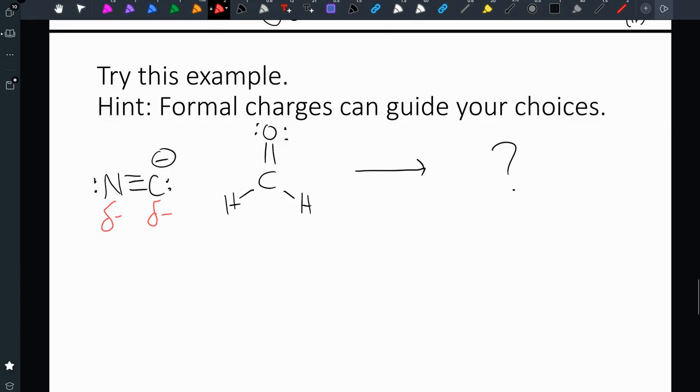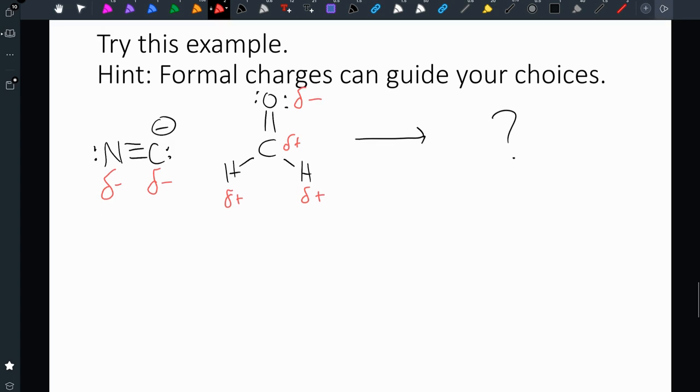When I think about the other molecule, I know that oxygen has a very high electronegativity, so it's going to be partially negative. That's going to make carbon partially positive, and the hydrogens down here also partially positive. So now I can think of some different options.